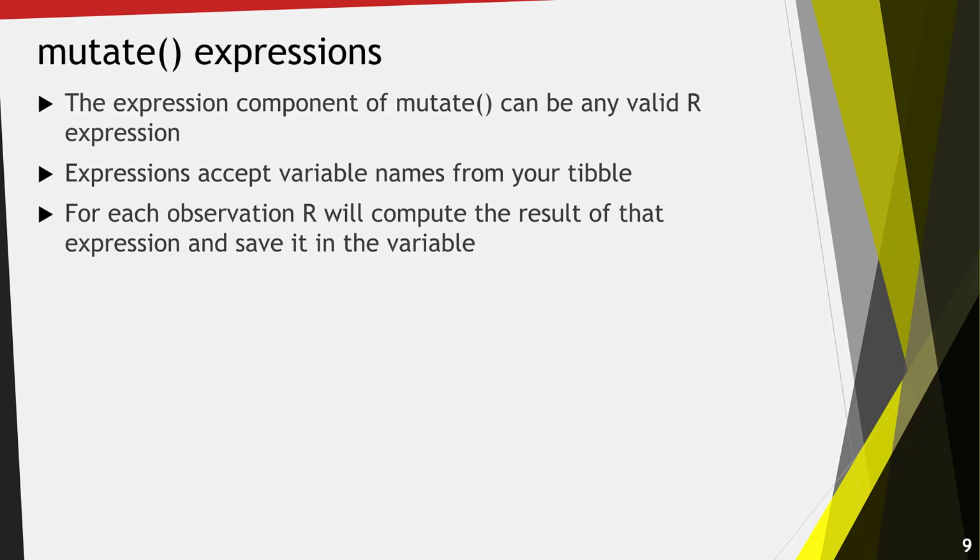So what is this expression? The expression component of a mutate verb can be any valid R expression. The expressions accept variable names from your tibble and will substitute the values for the corresponding observation in each calculation. It then evaluates the expression for every observation and saves that result in the variable name that you specified. If the variable name you specify is identical to a name that already exists in your tibble, that column will be overwritten with the new values.